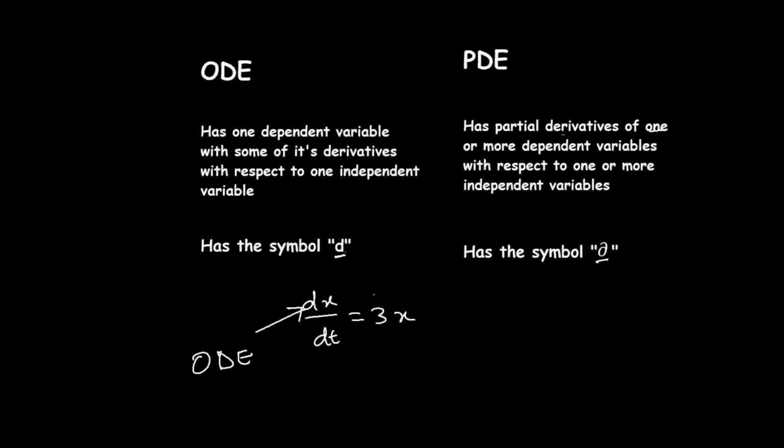Also, we have one dependent variable and one independent variable. So this is an ordinary differential equation. Let's take another example.